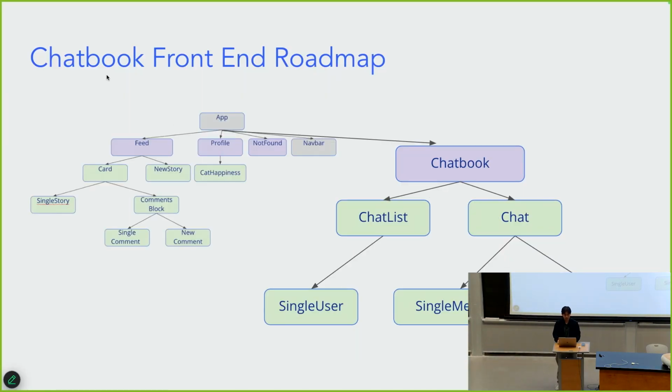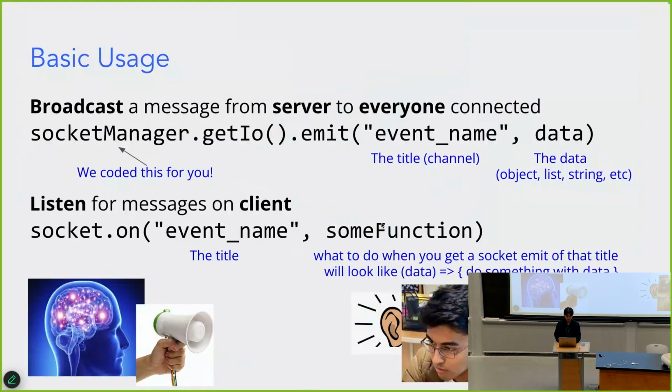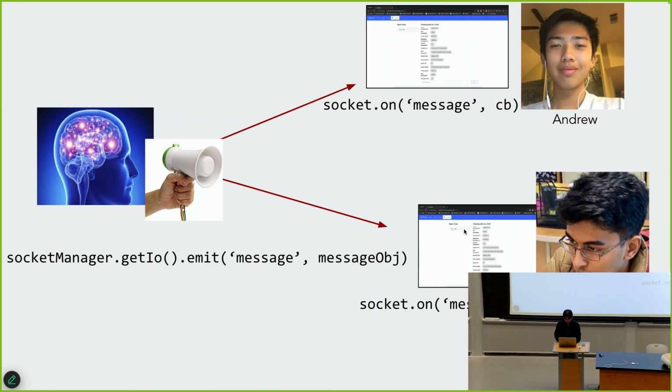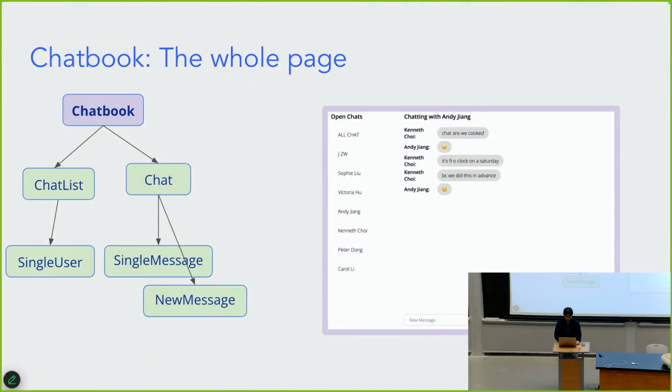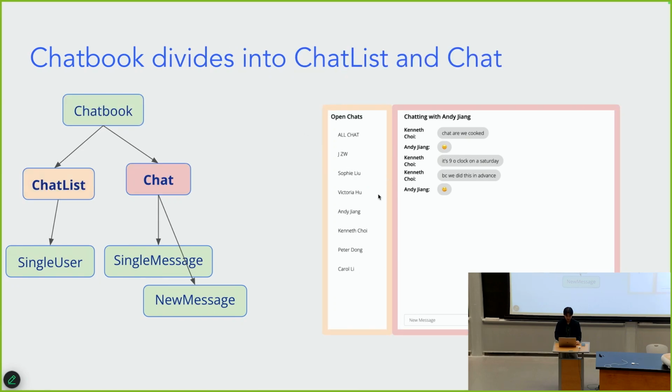Just recapping the Chatbook front-end design. Eventually, we want the Chatbook component to have both the chat list and the chat as children components. Right now, it's just the chat. We don't see a chat list on the left that we've seen in the diagrams or the images, like here. And then the chat list is going to display all the single users, which are those buttons that you can click to toggle the chats. But yeah, looking more into Chatbook, we have the chat list on the left and then chat on the right.